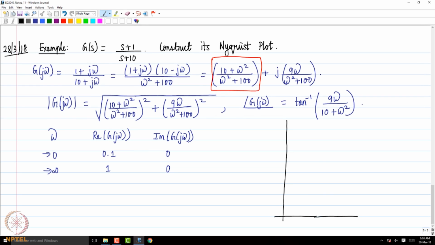transfer function, so this is the real axis, okay, this is the imaginary axis and this is the G of s plane.